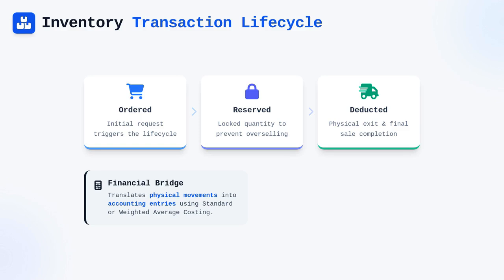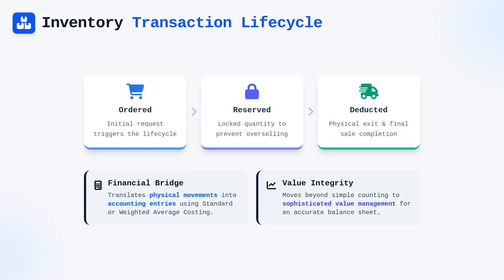For example, if you use standard costing or weighted average costing, the system uses these transactions to derive the unit cost that eventually populates the financial statements. This granular level of tracking allows you to move beyond simple quantity monitoring into sophisticated value management. You are essentially building a bridge between the chaotic reality of physical loading docks and the sterile, structured world of financial reporting. Maintaining integrity in these transactions guarantees that your balance sheet reflects the true value of your physical assets at any given point in time.